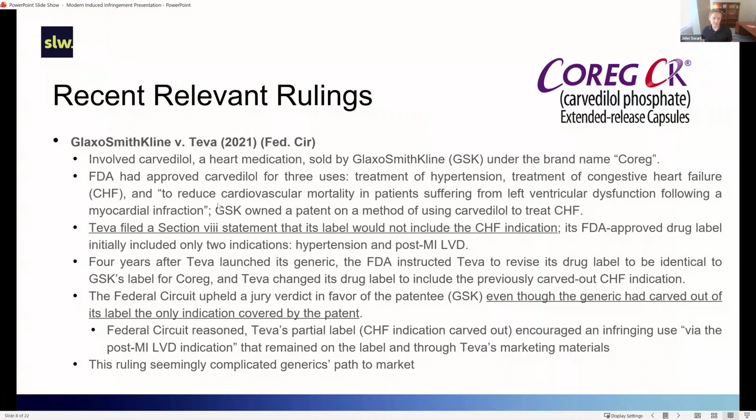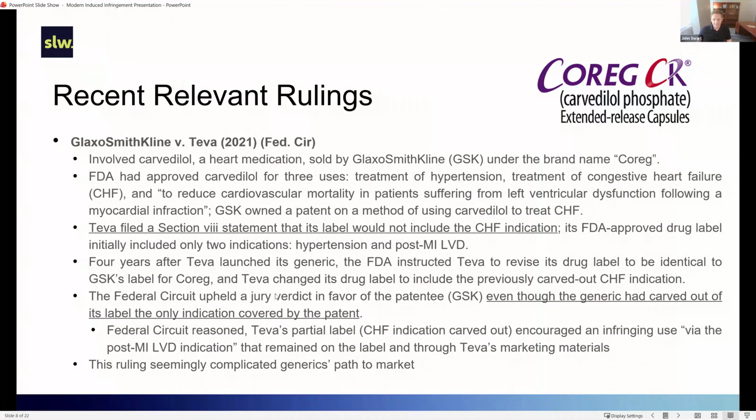GSK owned a patent on the method for using carvedilol to treat congestive heart failure. Teva, which would be the generic here, filed a Section 8 statement that its label would not include the congestive heart failure indication. The FDA-approved drug label initially included only two indications, hypertension and post-MI-LVD. So for 4 years, Teva launched its generic without this congestive heart failure indication.